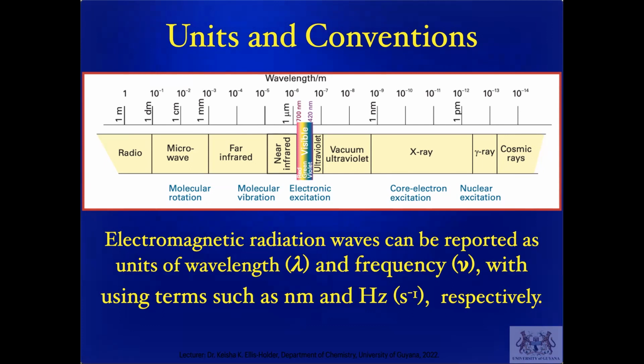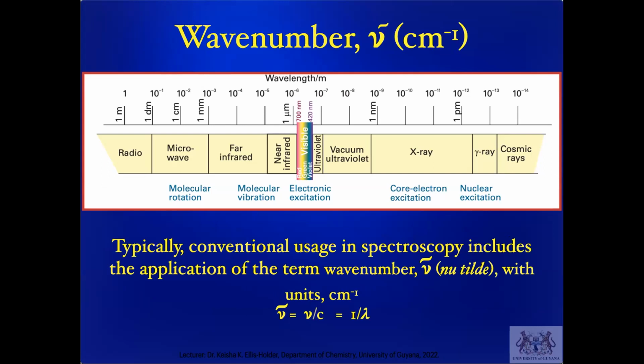The radiation waves can be reported in the units of wavelength, as you know, and frequency, as you know, where the corresponding units are nanometers and inverse seconds, right? But for spectroscopy purposes, you will find that there is a new unit that is more often used, especially in infrared spectroscopy, which is referred to as wave number. And the wave number unit is derived from the quotient of frequency and the speed of light, or the speed of the radiation.